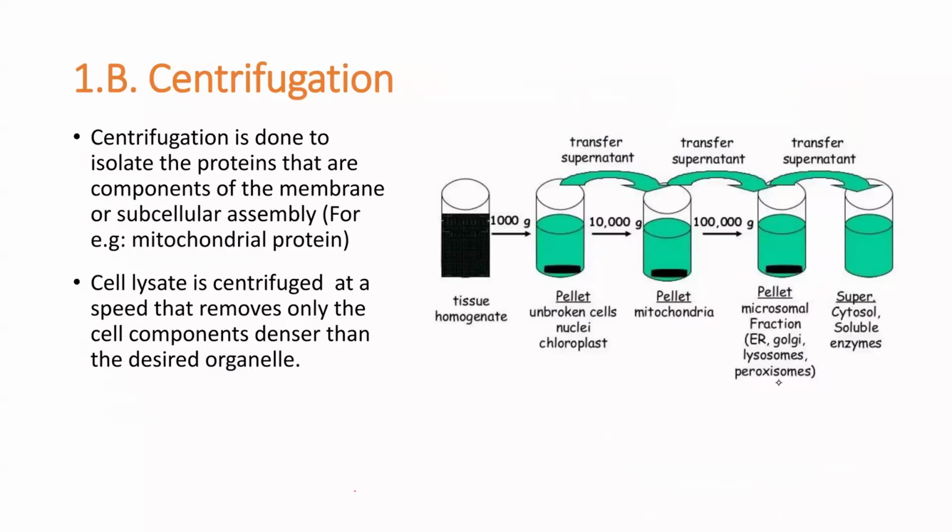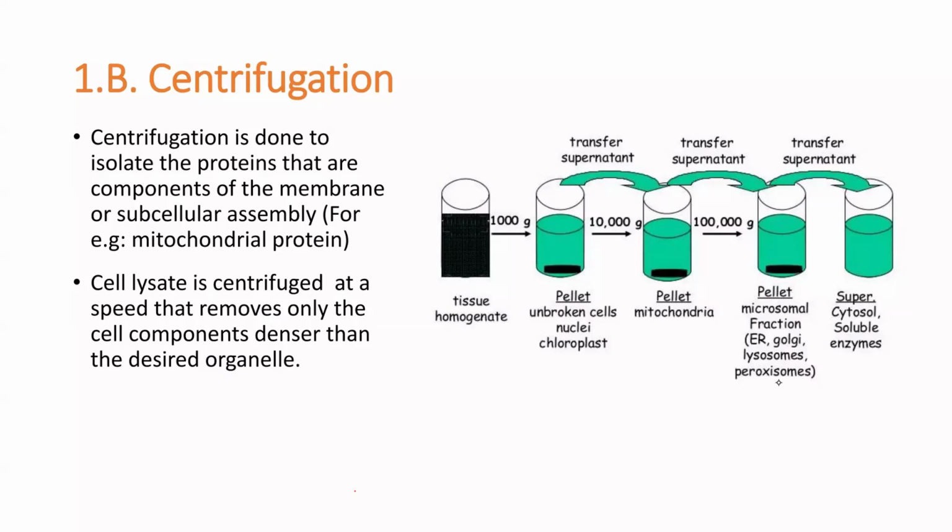So if the protein is in the mitochondria, the next thing is you have the tissue homogenized. After homogenization, you centrifuge at 1000, and at the end you'll have pellets. So in the pellet you have unbroken cells, nucleus and chloroplast. And then at 10,000 you will get the pellet of mitochondria. At 100,000 you will get microsomes.